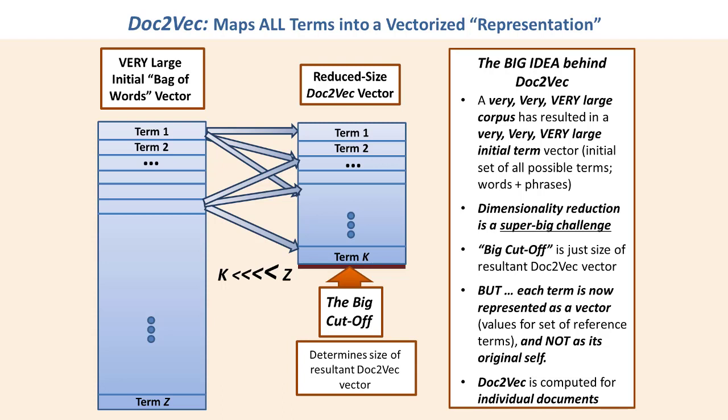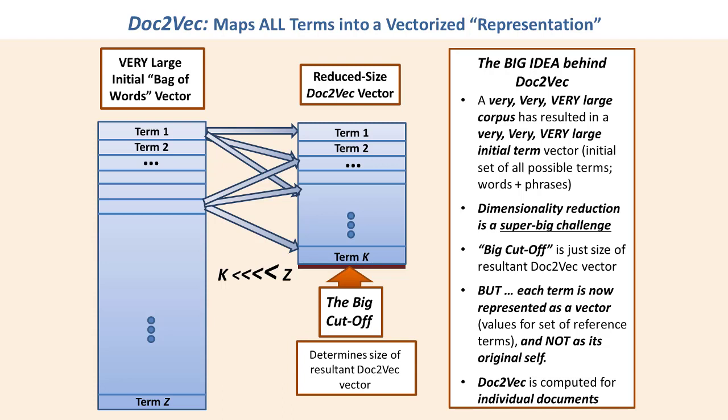We're trying to bring this very, very large initial vector down to a reasonable size. To do this, the Doc2Vec algorithm thinks about the words that are near any given word that we're considering. It does a sort of neighborhood process. As a result of this approach, of thinking of the neighborhood of words around any given word, we wind up with a many-to-many term mapping.